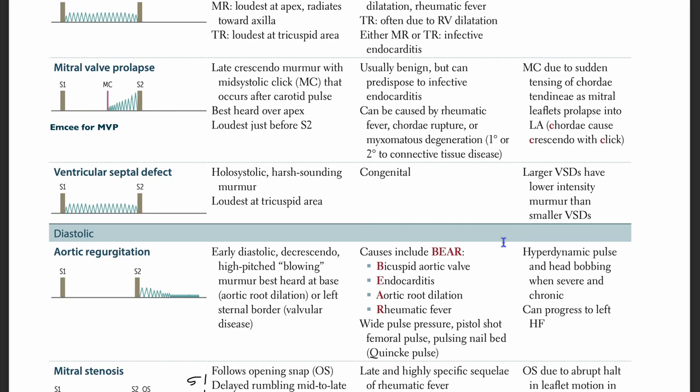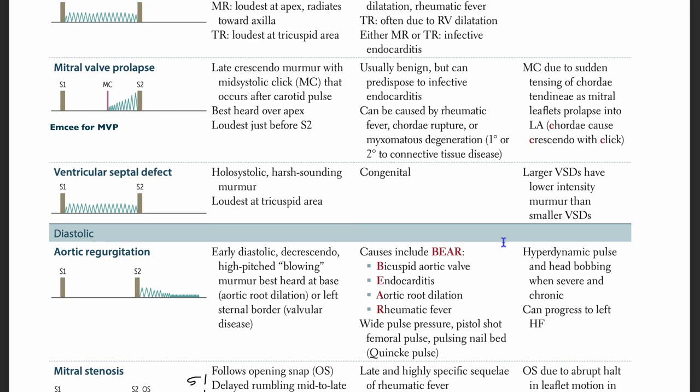Okay, so that takes care of that much. You can have Down, Edwards, Patau's, TORCH, and Cri-du-chat syndrome. In all of these syndromes can have ventricular septal defect. Down syndrome, Edwards, Patau's, that's trisomy 21, 18, and 13. TORCH and Cri-du-chat, they can have VSD.